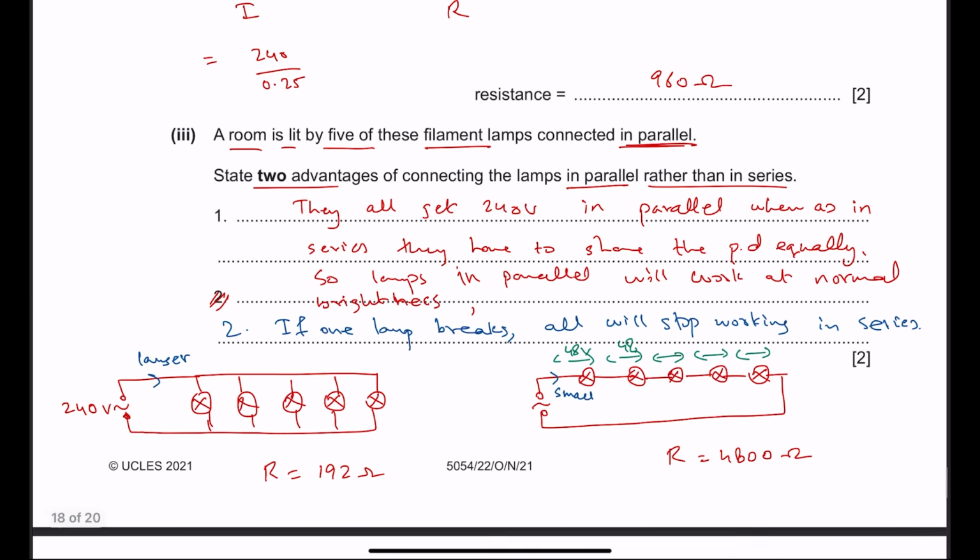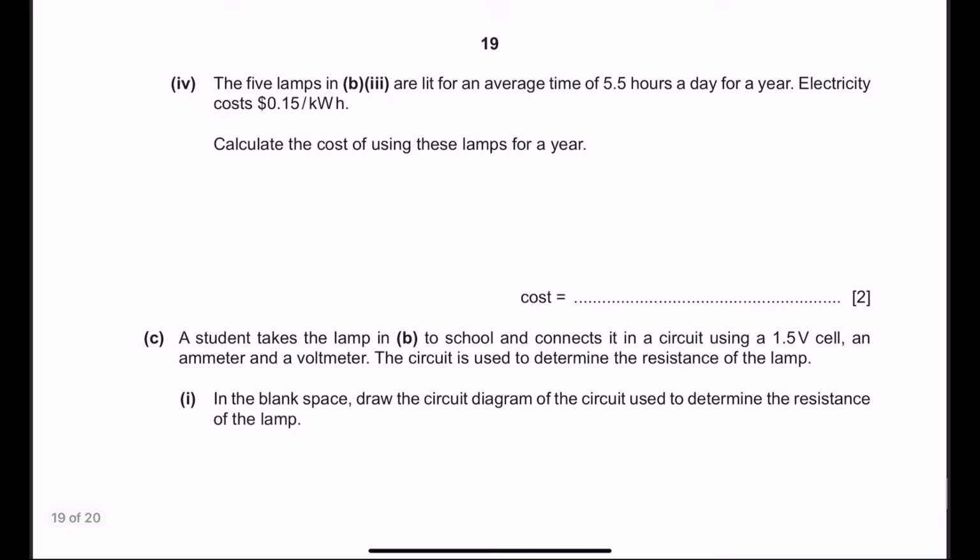Moving on, now you have 5 lamps. That's 5 lamps are lit for an average time of 5.5 hours each day for a year. The cost of electricity is $0.15 per kilowatt hour.